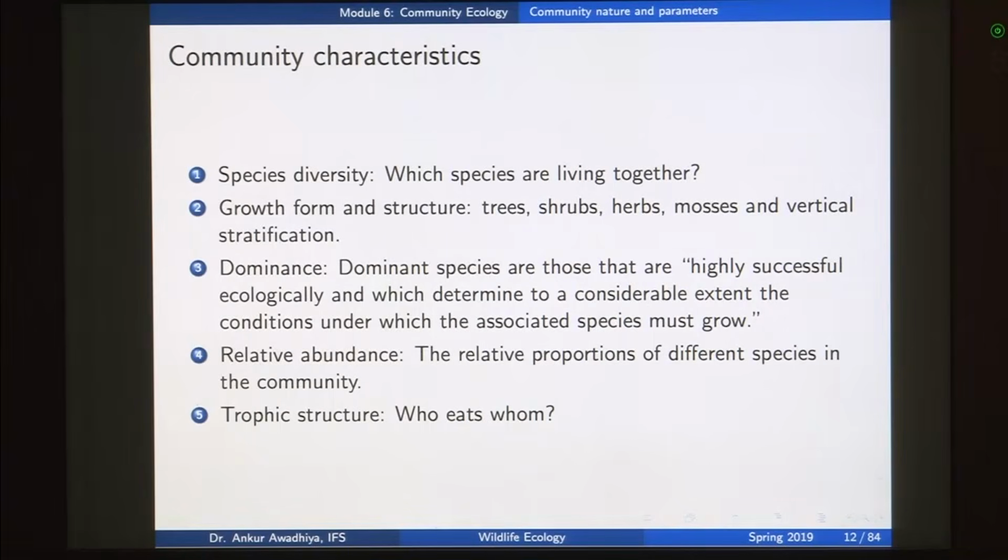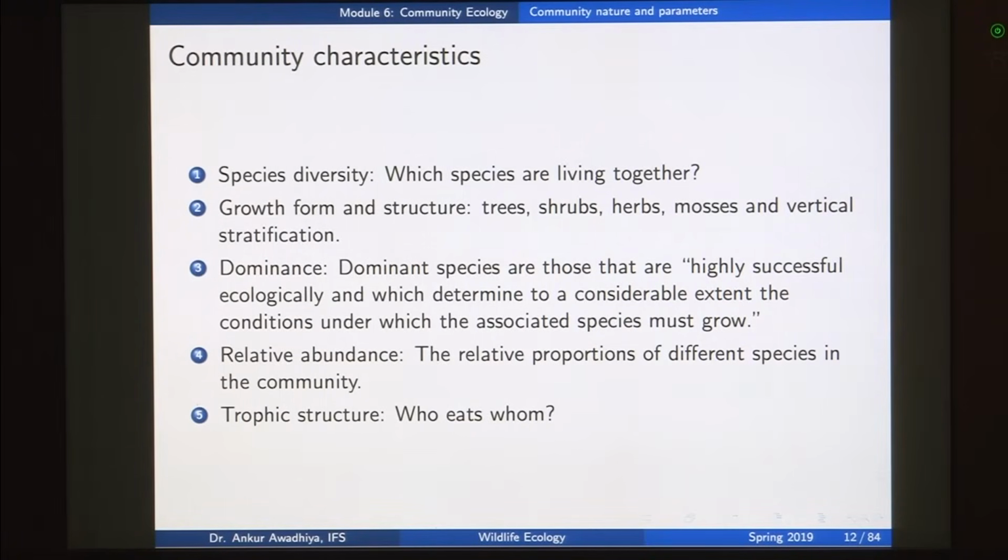So if we say that there is a community of sal forest and there is a community of teak forest, how are both of these communities different from each other is something that we will ask in the case of community characteristics. So the first characteristic is species diversity, which species are living together. So here you can ask which species and also how many different individuals are living in that particular area. For instance, in the case of a sal forest, you will be having sal, you will be having mallotus. In the case of a teak forest, you will be having teak plants, maybe some mango trees, maybe some jamun trees and so on. So species diversity is different in different communities, different species live in different communities more or less.